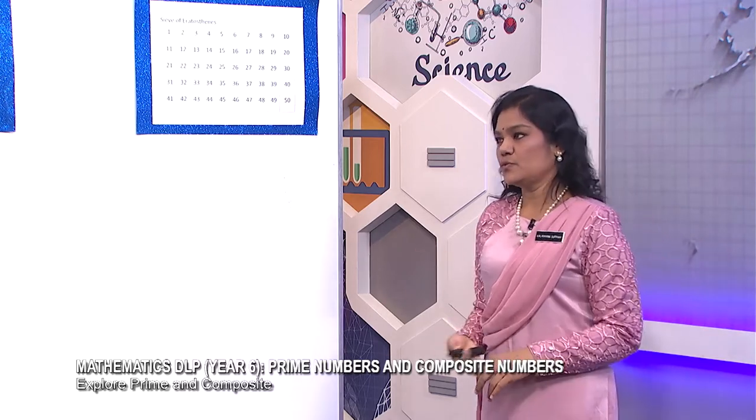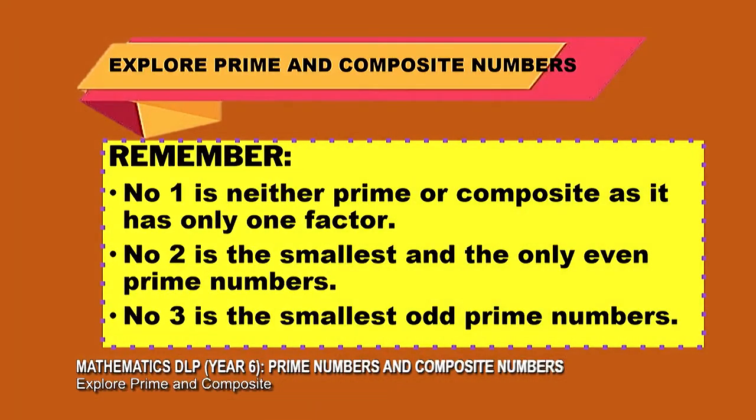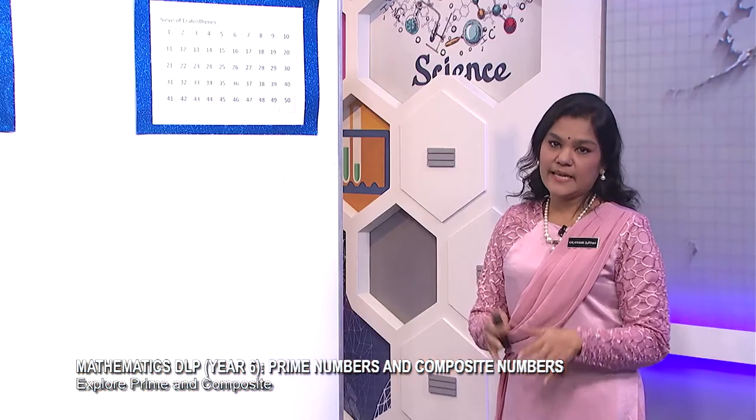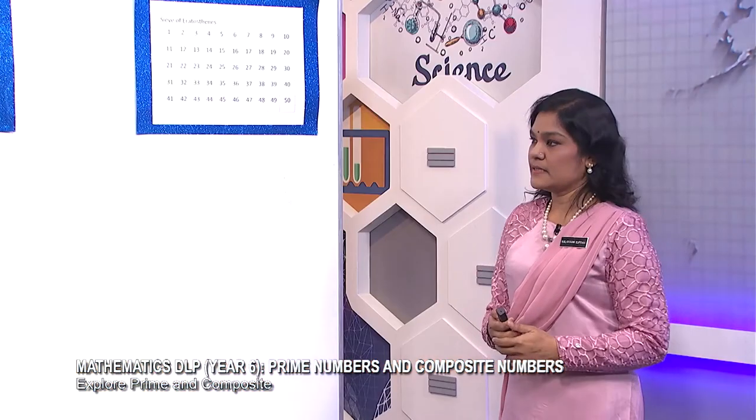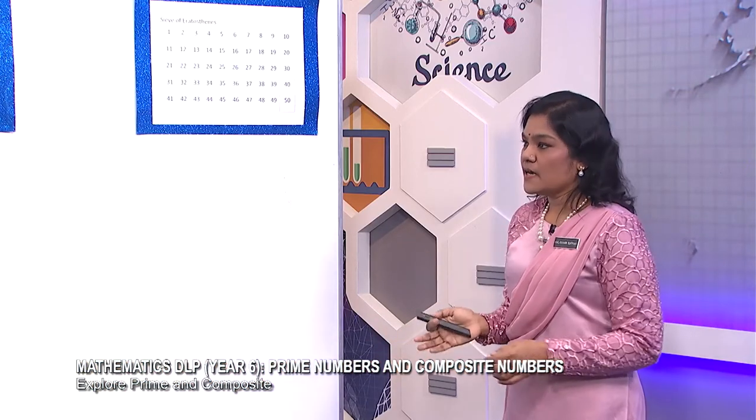How about number two? Number two is the smallest and the only even prime number. The prime numbers are usually odd numbers. That's why initially I recalled the odd and even numbers. Students out there, you must know what odd and even numbers are. So, 2 is the only even prime number and that is the smallest prime number. Other prime numbers are odd numbers.